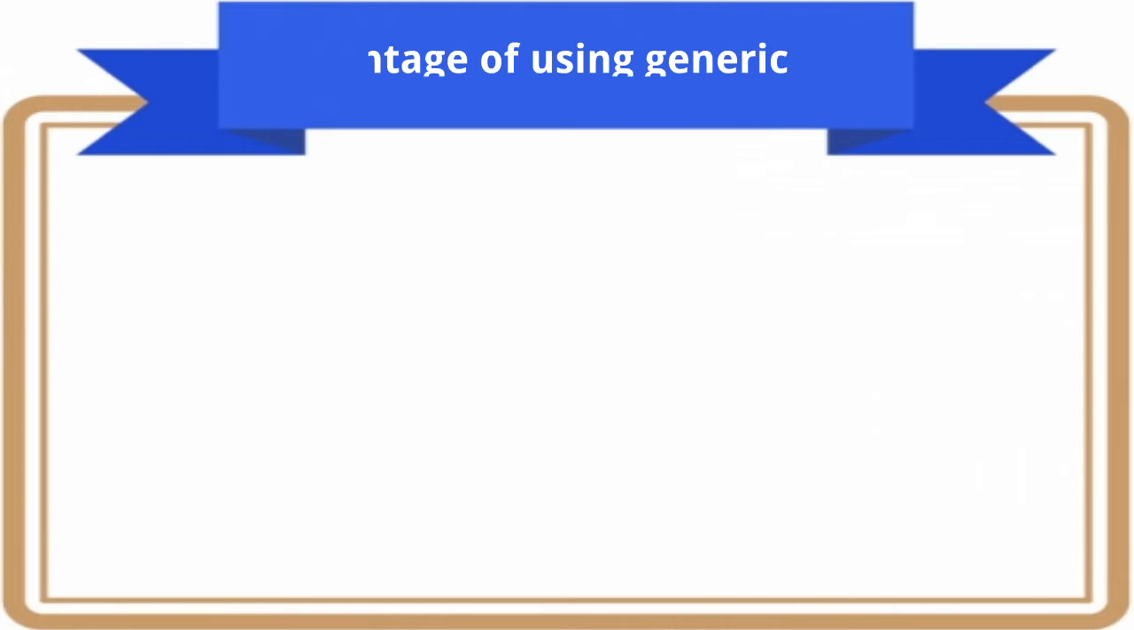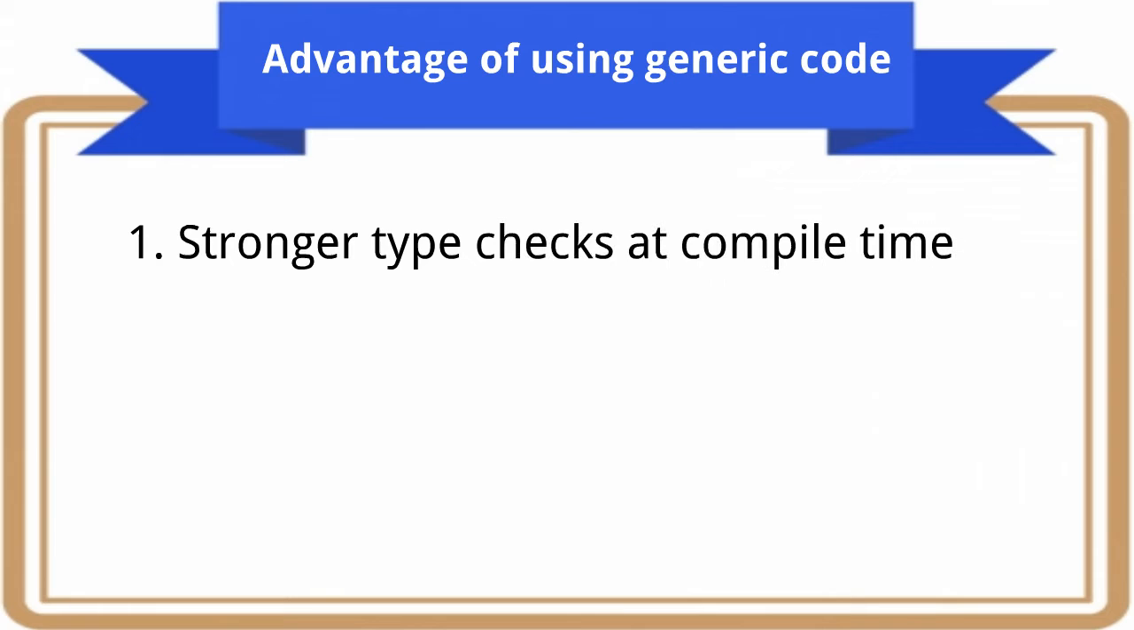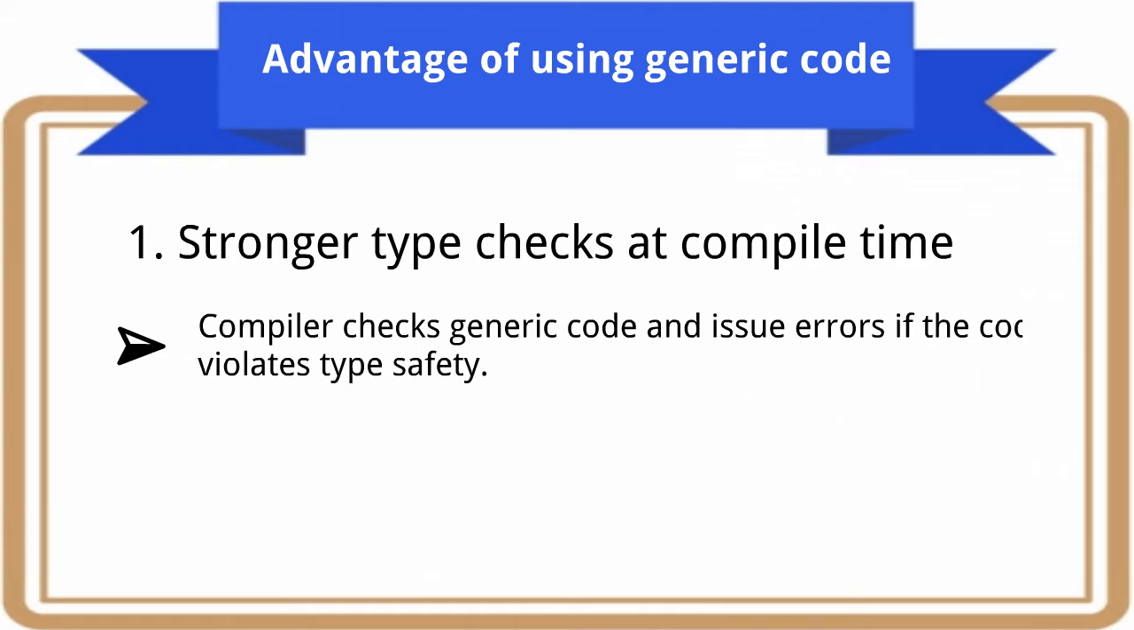Now let's see the advantages of using generic code over non-generic code. That is number 1. Stronger type checks at compile time. In this, the compiler checks the generic code and issues errors if the code violates type safety. It also fixes compile time errors rather than waiting for runtime errors, which are more difficult to find.